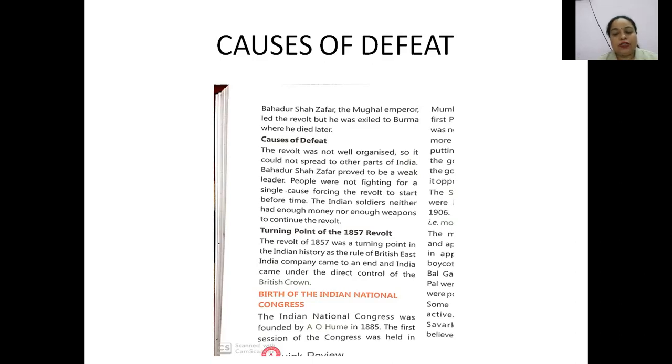The Indian soldiers neither had enough money nor enough weapons to continue the revolt. The Indian people were poor. The people did not have arms and ammunition. The people did not have food. The people did not have soldiers to fight. So this led to the defeat of the revolt.